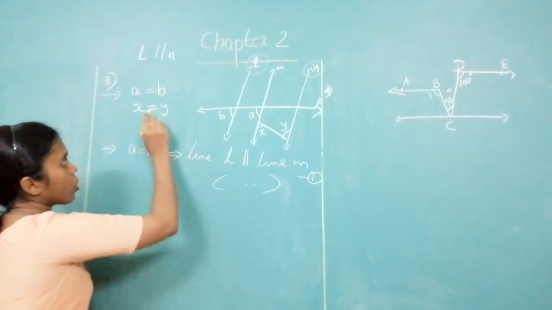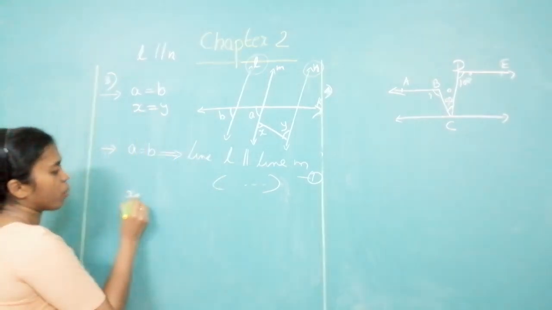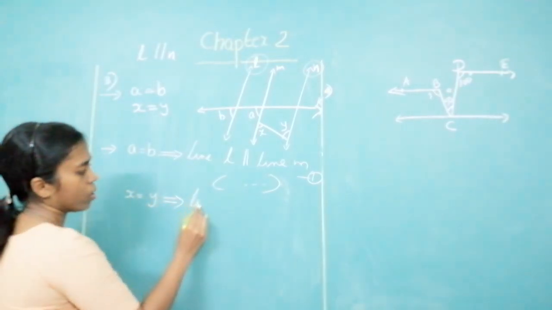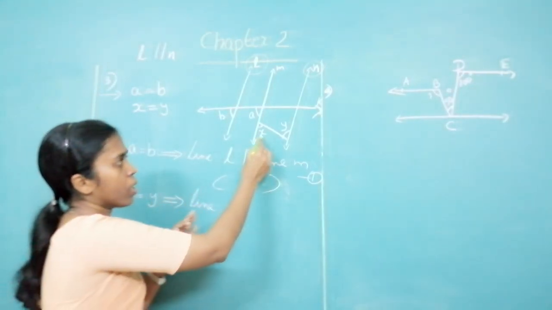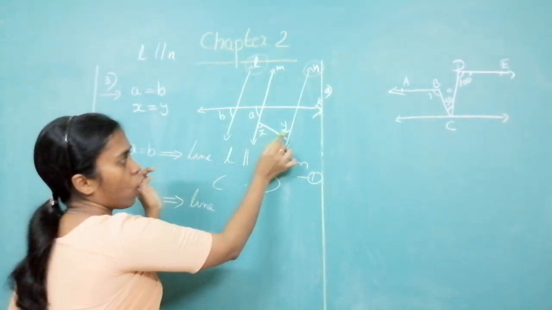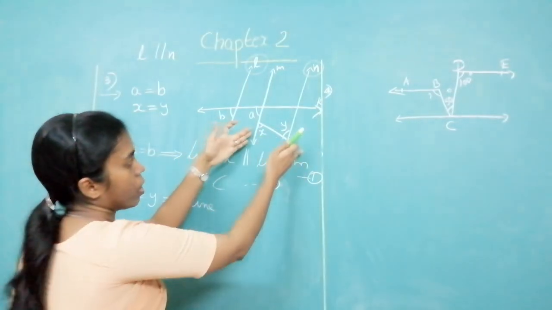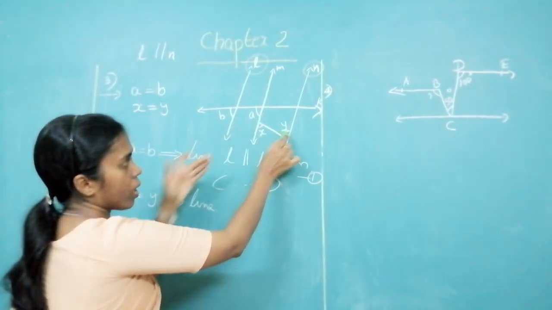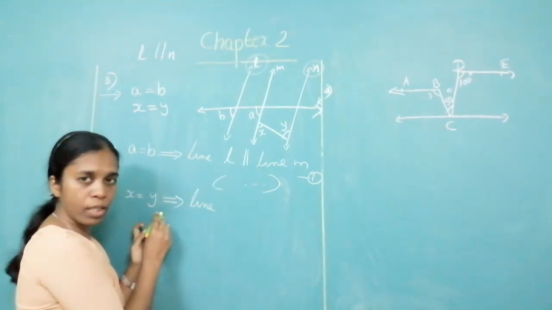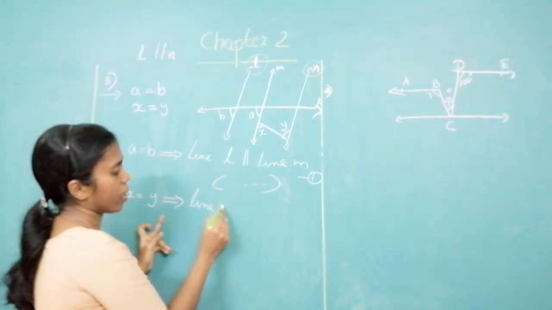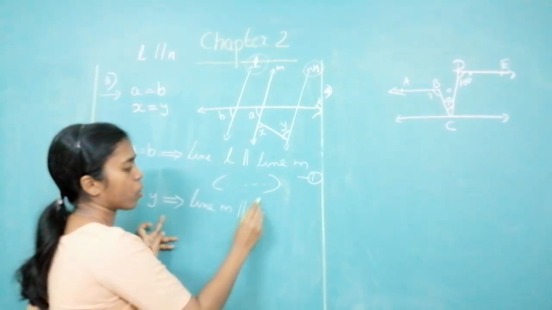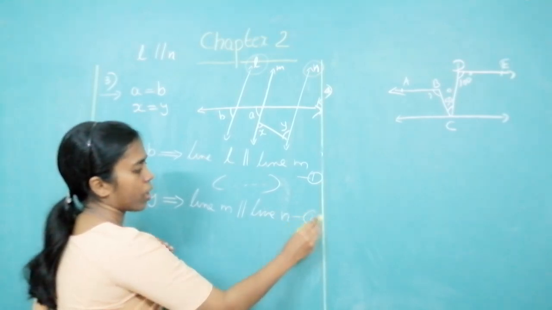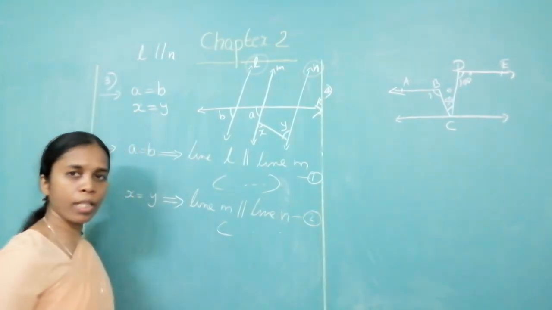Okay. Now you are also told X is equal to Y. So what do you get from there? X is equal to Y. Therefore, look at X and Y. X and Y are alternate angles. These are your lines. This is a transversal. These are alternate angles. You are told alternate angles are equal. Therefore, you can say that line M is parallel to line N. This is your second equation, by alternate angle test.